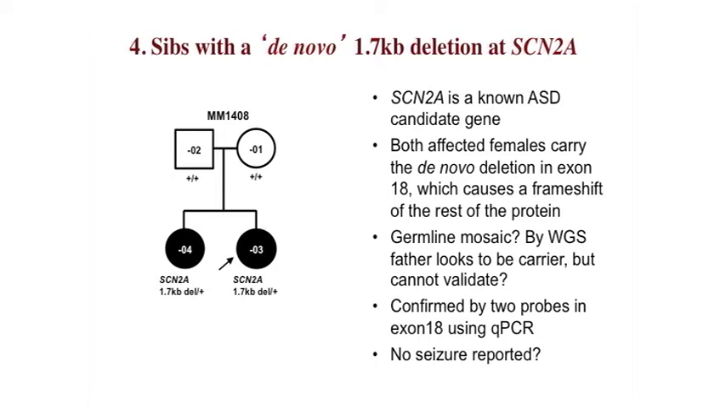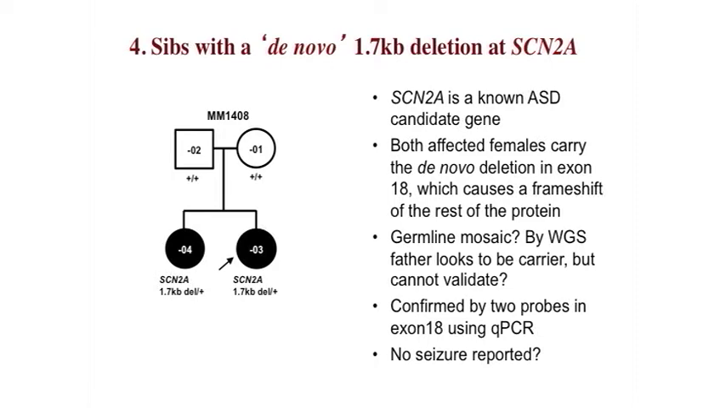And then the last example I'll show you is really kind of a neat case where we detected a deletion in the SCN2A gene. This is a sodium channel gene that's coming out in quite a few epilepsy and autism studies now. And in this case, we found, as I'll show you in a moment, a deletion of one single exon. And we found 2 affected female carriers, a parent de novo deletion in exon 18, which causes a frame shift of the rest of the protein.